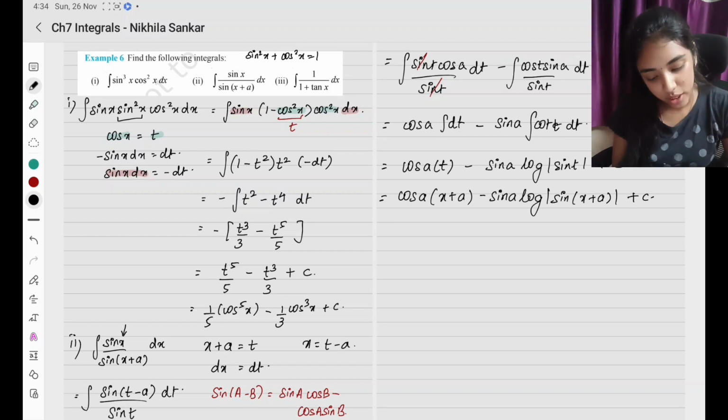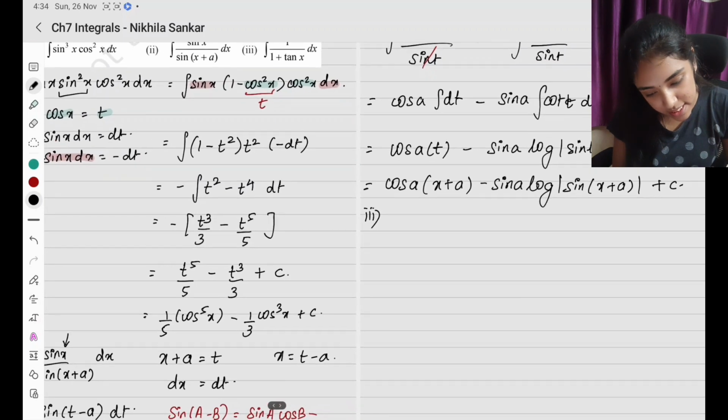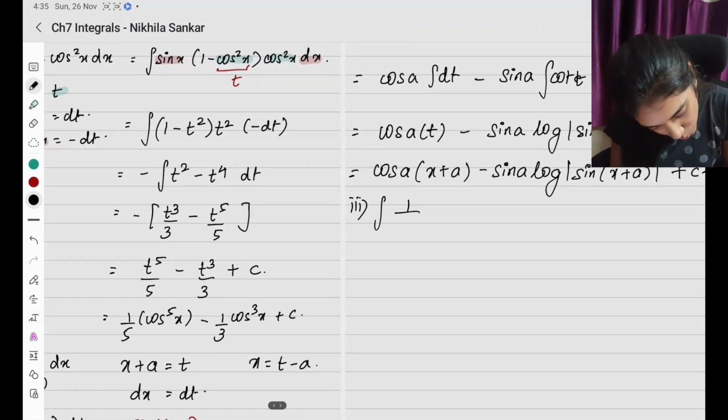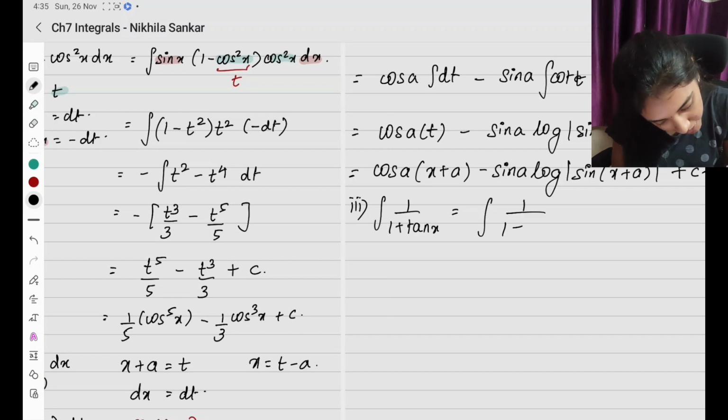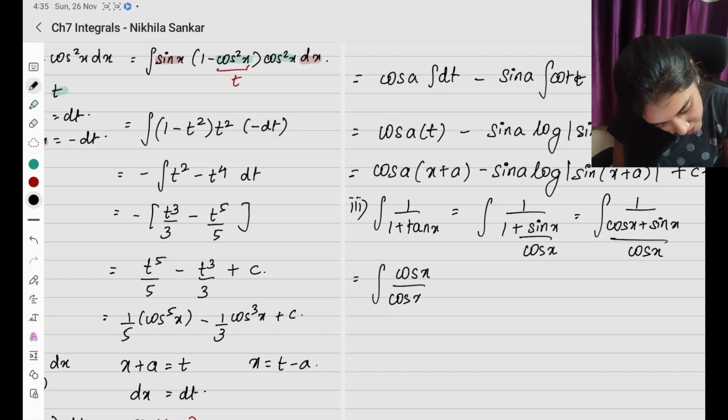Okay? So அதே மாதிரி third subsection. So what am I going to do? Third, 1 by 1 plus tan x. So I have integral 1 by 1 plus tan x, which I can also write it as 1 by 1 plus tan என்ன? Sin x by cos x. So I have integral 1 by cos x plus sin x divided by cos x. So, இது numeratorல போச்சுனா என்ன ஆகும்? Integral cos x divided by cos x plus sin x.